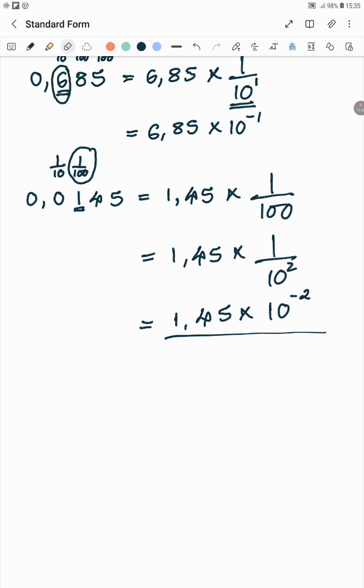And here we can prove it, because if we were to move from the new position of the comma, we are moving 2 places to the left, which is a negative movement of 2.